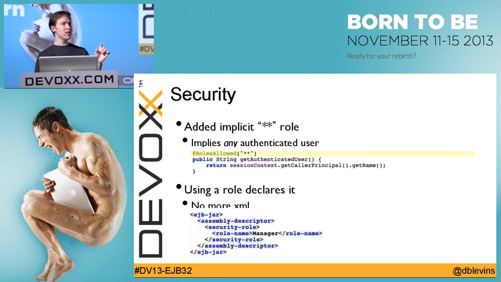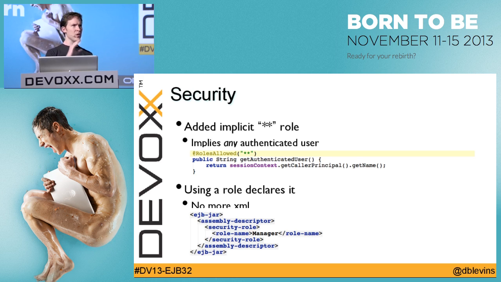So in EJB Security before, you had to specifically list the roles, and there was no way to simply say, I don't care what their name is or what role they have, I just want them to be authenticated. So there was no way to draw that line. So that was added in EJB 3.2 with the implicit ** role. So if you use ***, that implies any authenticated user, which is nice. In the previous model, there was no way to do this.